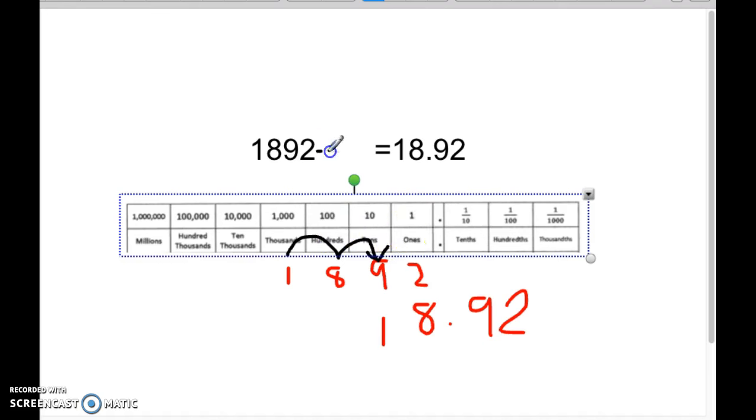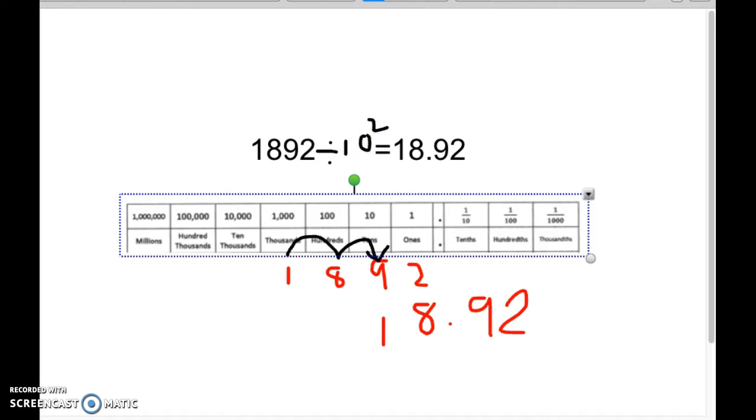So that means I'm going to have to divide. And how many shifts did I make? Well, 1, 2. So this is 10 and then 100, or I could divide by 10 and divide by 10 again, but I'm really shifting twice this way.